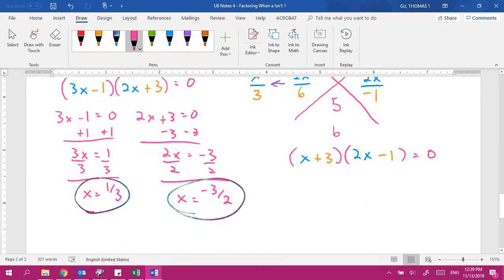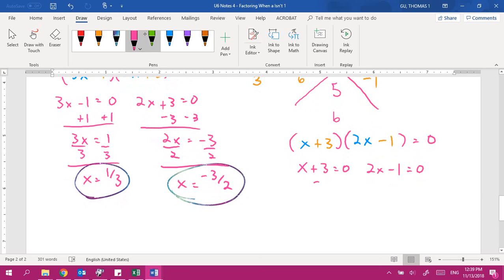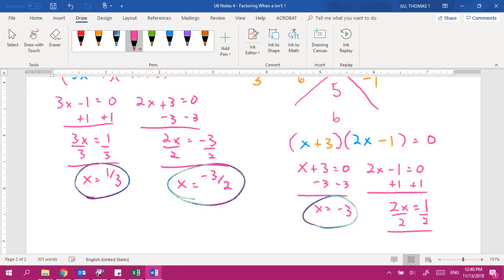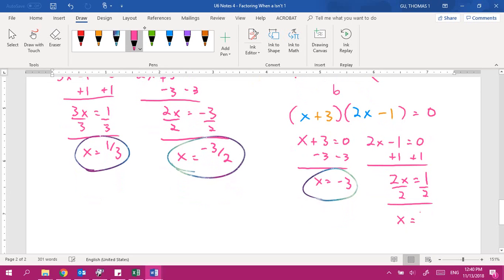How do I solve for x? So what do I write? X plus 3 equals 0 and 2x minus 1 equals 0. That's right. All right, so x plus 3 equals 0. What do I need to do to solve for x? Subtract 3, so x equals negative 3. That's one solution. Now with the 2x minus 1, what do I need to do? Add 1 to both sides, so I have 2x equals 1, and then last step. Divide by 2 and x equals 1/2.